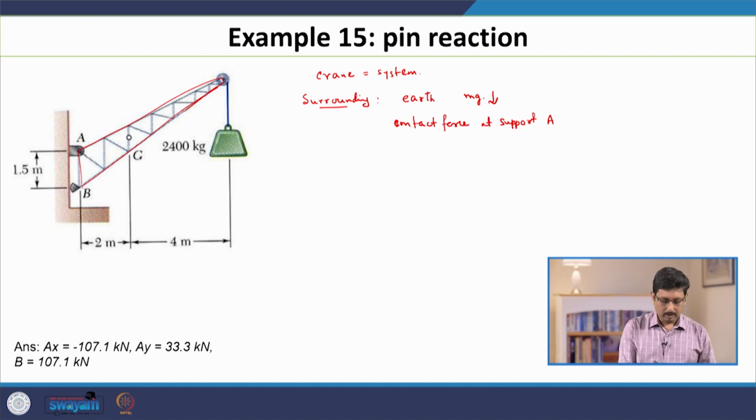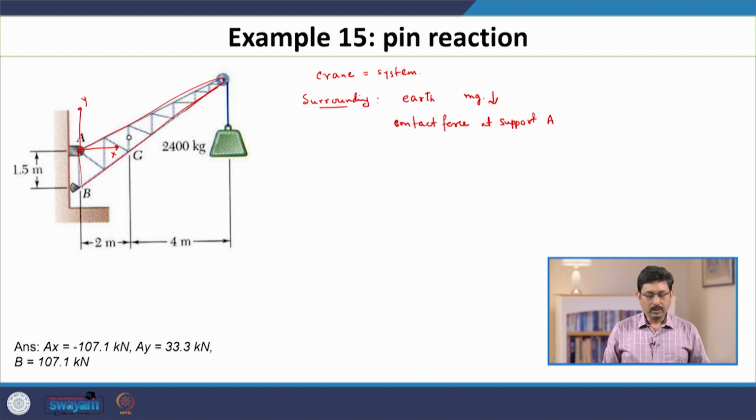Now, let us define our coordinate system as follows. I am going to take the point A as the origin of the coordinate system, and it will be clear why. This direction I am going to define as x, and this direction as y. The vertical direction is y and the horizontal direction is x. Even though the crane is actually a 3-dimensional object, from the figure it is clear that nothing is happening in the z direction, so it is effectively a 2-dimensional problem.